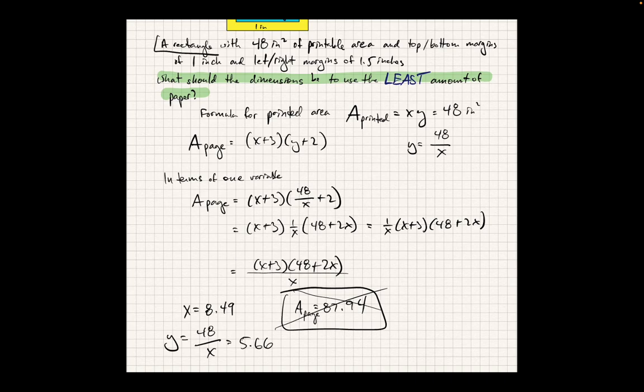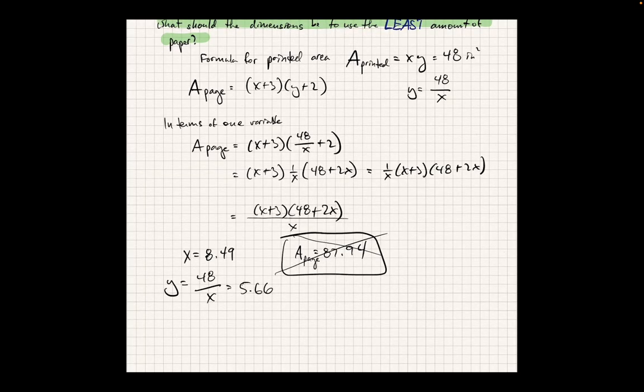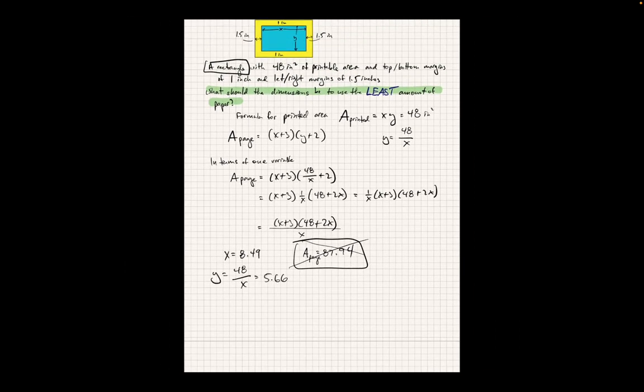So I started talking about the rectangle, and then all this stuff is details about what property the rectangle should have, and then I say what dimensions should I use to use the least amount of paper. I'm still talking about the rectangle. So what's my overall width dimension, Baron? Your overall width dimension should be 3 plus 8.49, so 11.49.